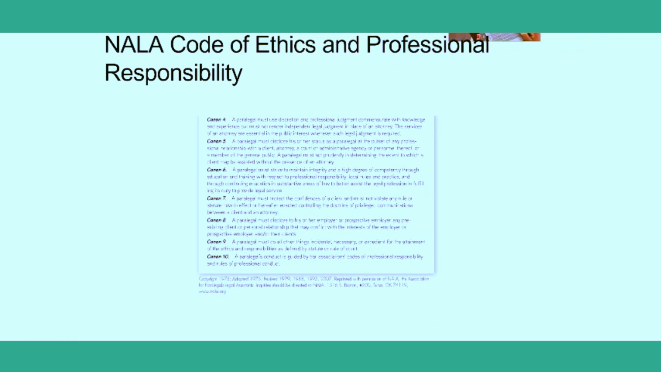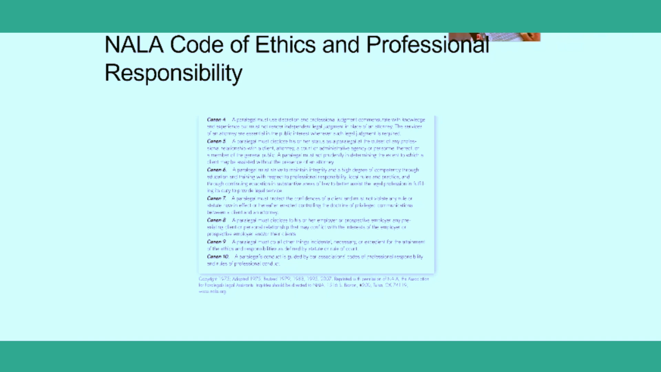And then it goes on. Canon 4, the paralegal must use discretion and professional judgment. Canon 5, and I'm just briefly reading these, the main idea here, a paralegal must disclose his or her status as a paralegal at the outset of any professional relationship. This would avoid the impression that you might be an attorney when you're not, so disclosing your status promptly and repeatedly is what I would say. Canon 6, a paralegal must strive to maintain integrity and a high degree of competency. Canon 7, a paralegal must protect the confidence of a client and not violate any rule or statute in effect.